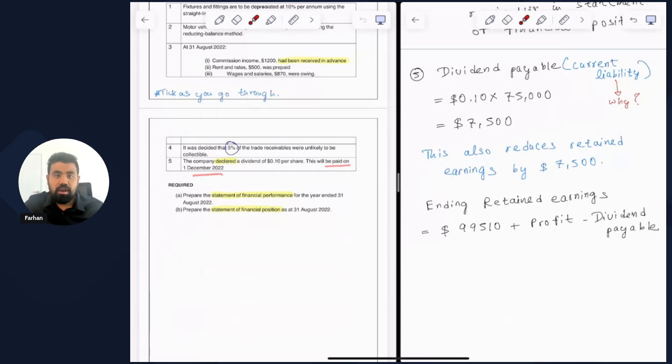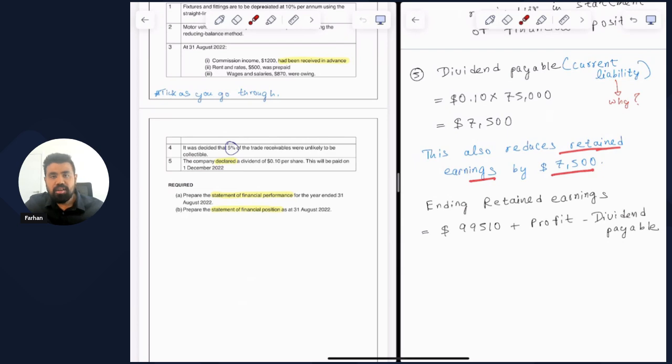So if this dividend is paid on 1 December 2022, and today we are preparing the financial statements for the year ended 31 August 2022, from 31 August 2022 to 1 December 2022, it's just 3 months ahead. September, October, November. So that is why this falls within the next 12 months and therefore meets the definition or criteria of a current liability. So when you prepare the statement of financial position, within the current liability section, you need to show dividends payable of $7,500.